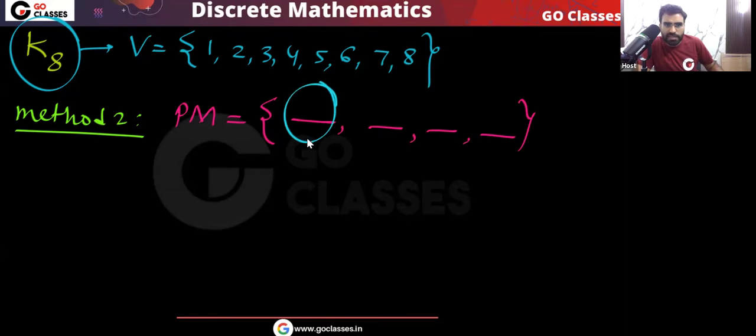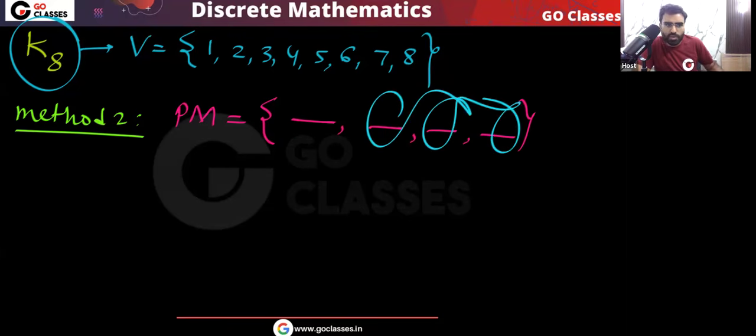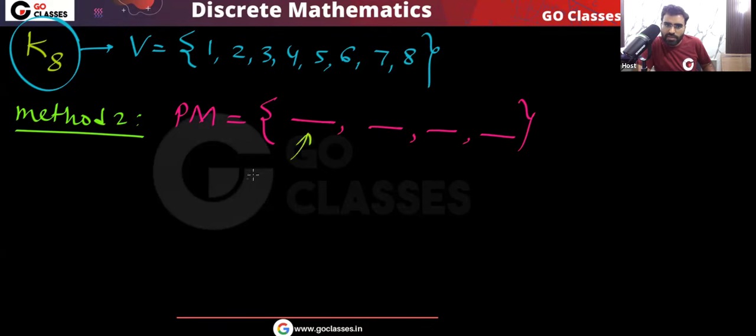Here I need 2 people. Here I need 2 people. Here I need 2 people. And here also 2 people. Correct? Yes or no? So what I can do for here, from 8 people, I can choose 2 people and I can put them here. And I need to do this also, this also, this also.